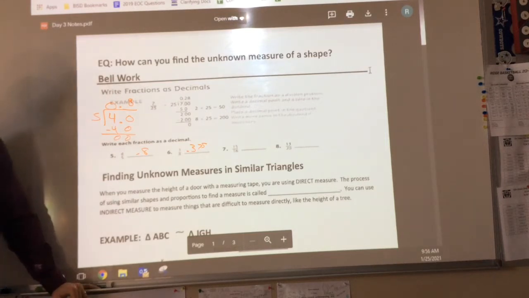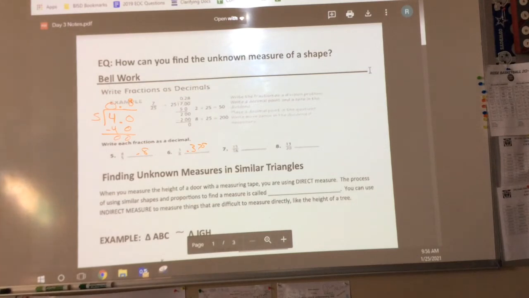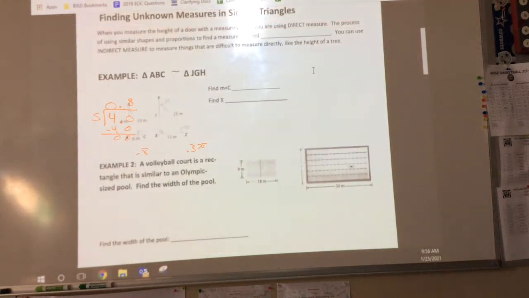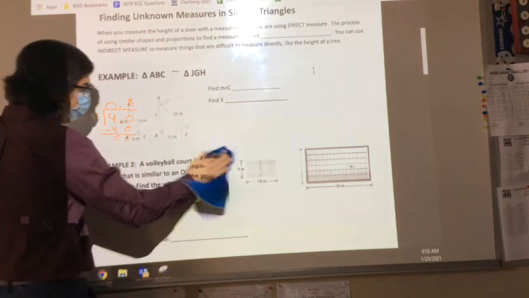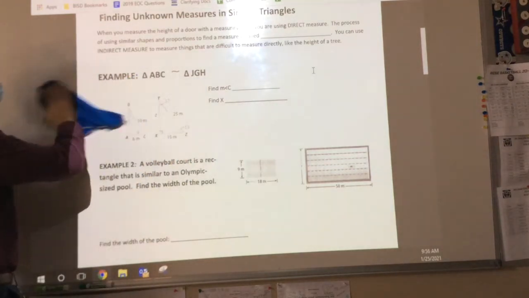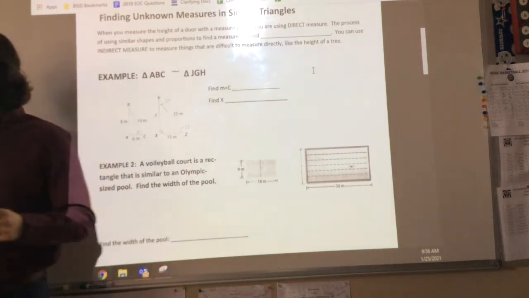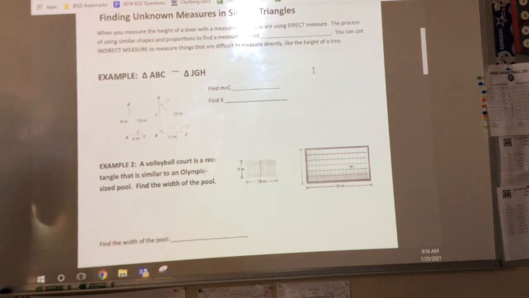We're good? Alright, awesome. So now we're going to be looking for unknown measurements of similar triangles. Before we talk about similar triangles, I want to jump into a couple different things. Similar shapes, last week: they are the same shape, different what? Size. Same shape, different size. On top of that, we know that the angles are always going to be the same, and the sides are going to be proportional.